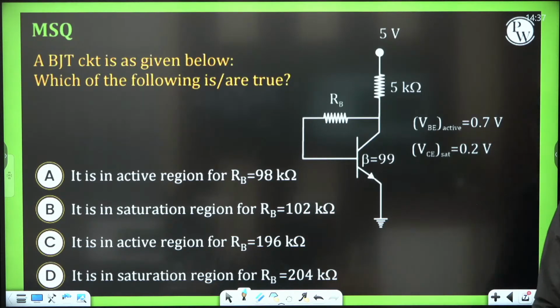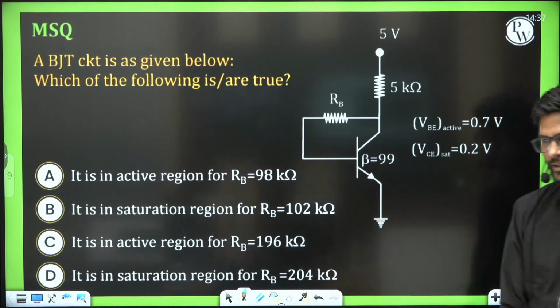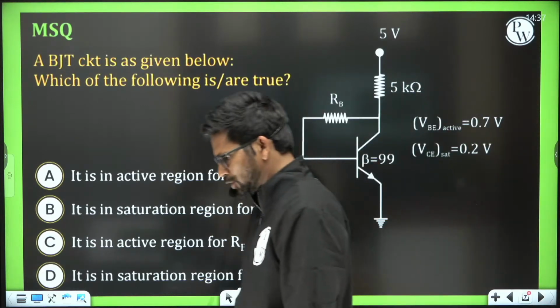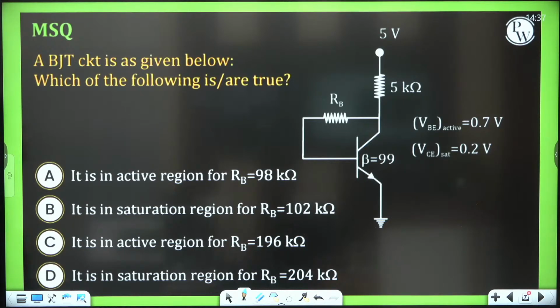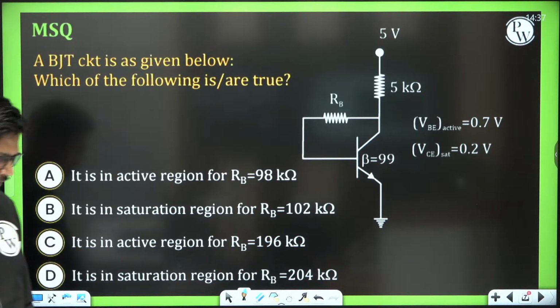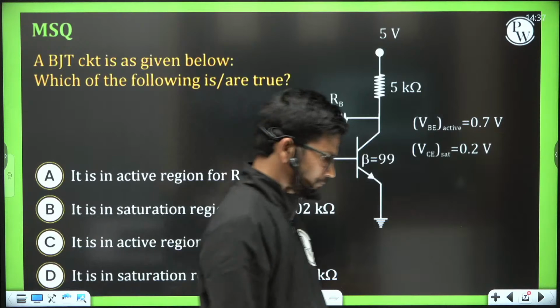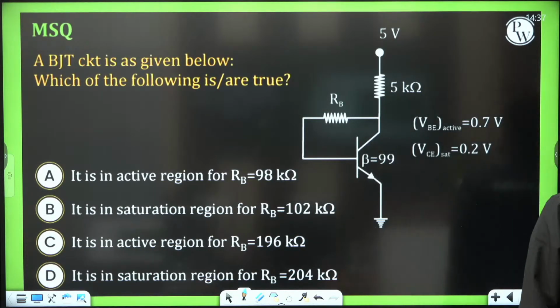Try to answer this question. Anybody got the answer? Please tell me the answer.